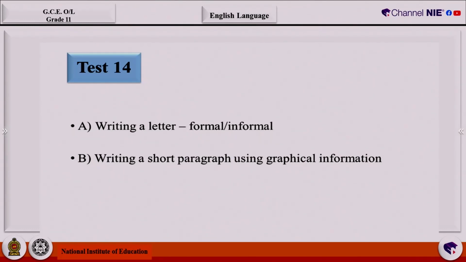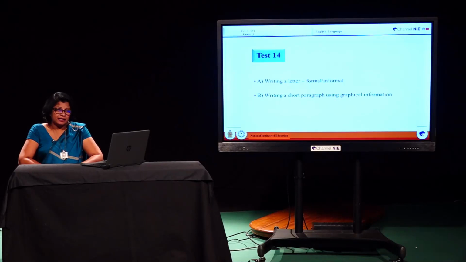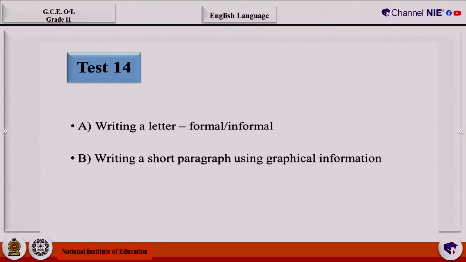What is part A and what is part B? Normally for part A we get a letter. Most probably it can be a formal letter, official letter, but sometimes there can be a question based on an informal letter as well. So it is about letter writing.